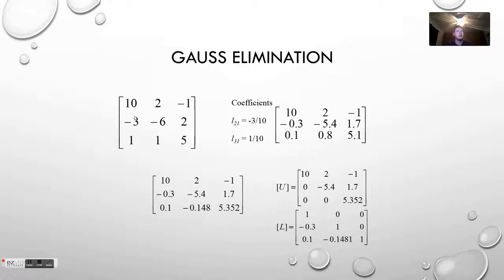As you can see, to take care of the second row, we will use a coefficient of -3 over 10, and for the third row of 1 over 10. By multiplying the corresponding rows by that, we were able to come to this matrix here.